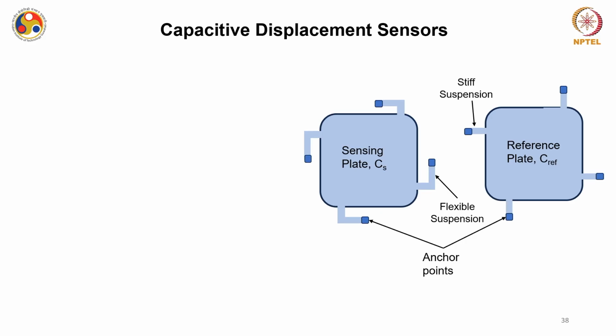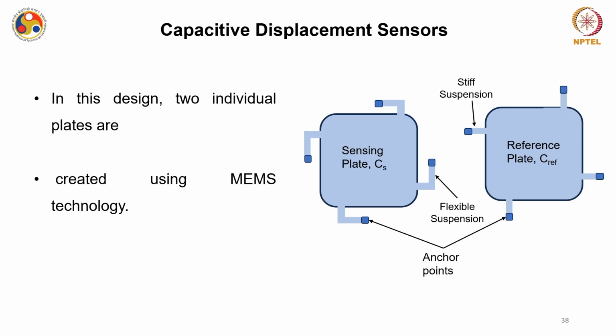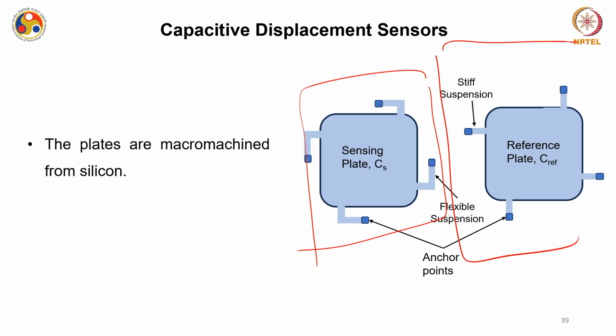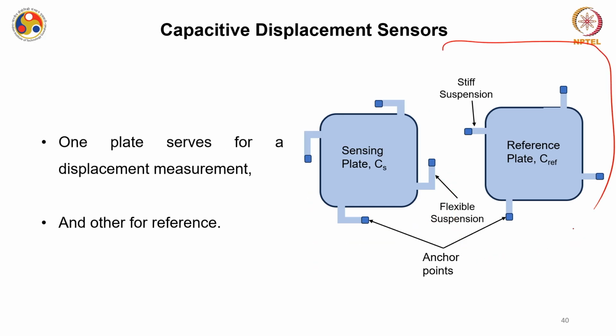And the same can be implemented using a MEMS device. So this is a kind of fabrication of a MEMS device or MEMS capacitive displacement sensor. In this design, two individual plates are created using MEMS technology, and both are of course made up of silicon. So the plates are micromachined from the silicon itself. No other materials are involved.